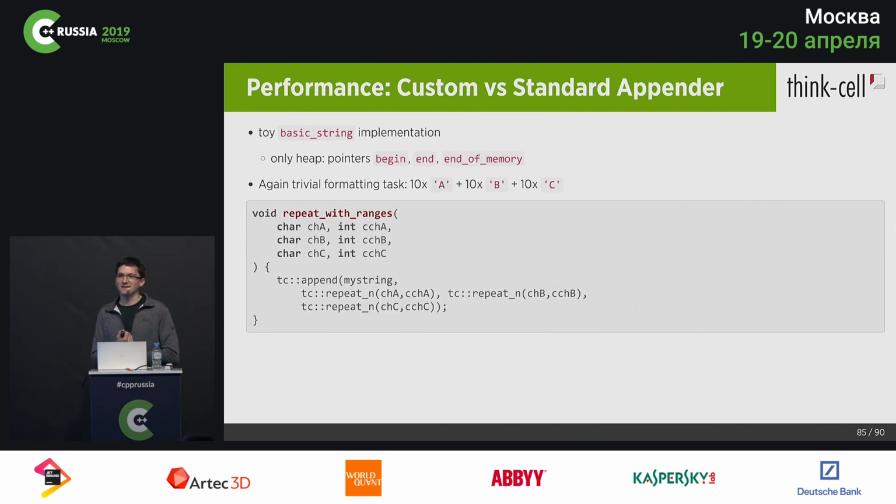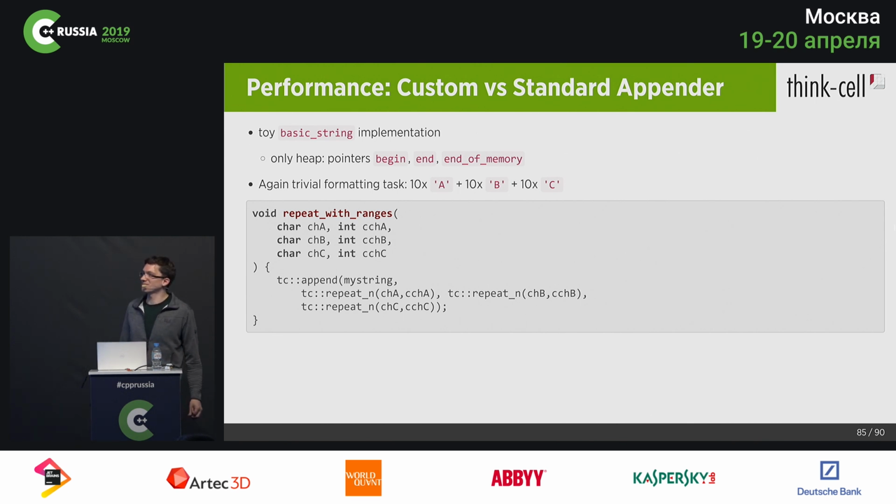There's another final benchmark I want to show you, and that's about this custom appender customization point. So how could we benefit from writing custom appenders that are optimized for certain containers? To do that, we just recreated a basic string implementation, and we left out the small buffer optimization for simplicity. It's kind of cheating, I know.